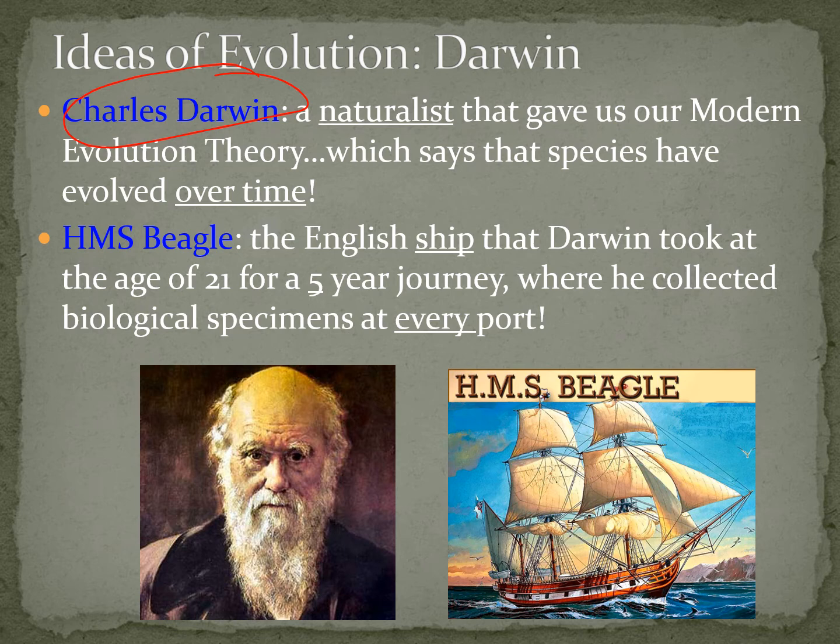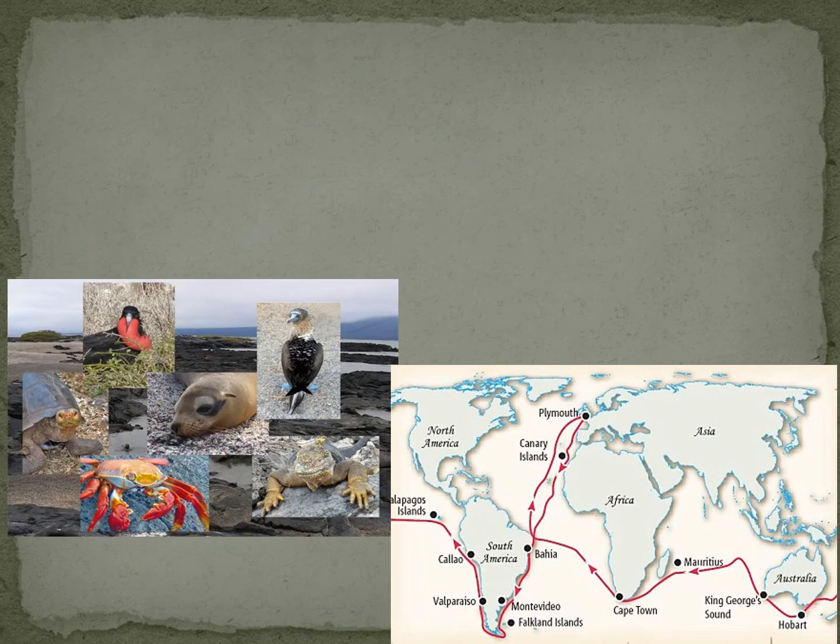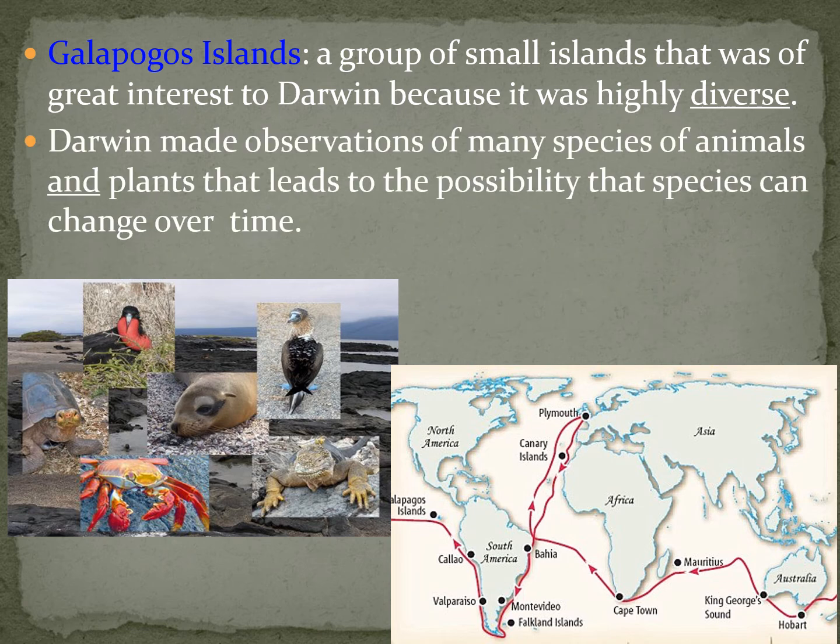He came up with our modern evolution theory, and the basics said species changed over time. That's what evolution means, change over time. He, for whatever reason, they want y'all to know what kind of boat he had. He had the HMS Beagle. He started that journey at 21 years old, and he did it for 5 years. Everywhere he went, he collected specimens. He went to the Galapagos Islands.